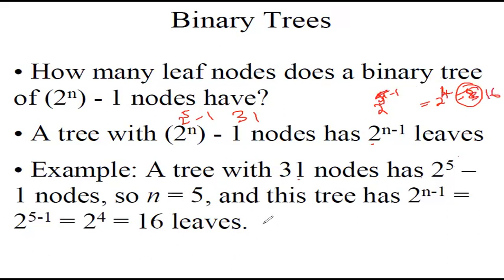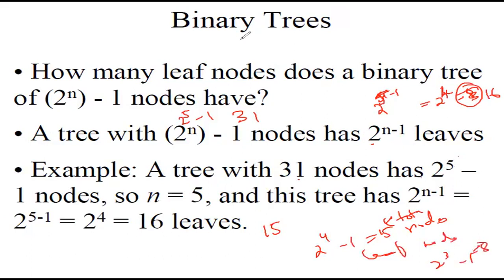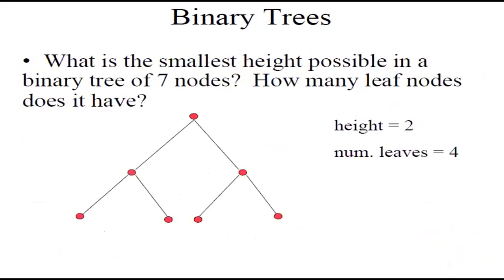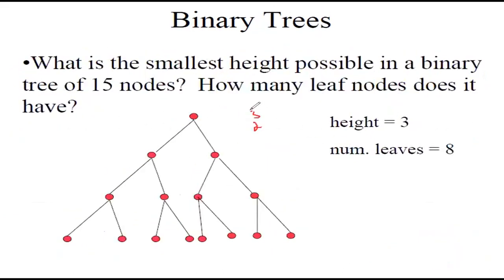If we have 15 nodes, 2 power 4 minus 1, which will be 15 total nodes. Total nodes are 15. Then how many leaf nodes? Leaf nodes will be 2 power 3, which will be 8. We have seen the example already. Let's go back again. So the example is here. So 15 nodes can be written as 2 power 4 minus 1, which is equal to 15. Then 2 power 4 minus 1 will be 2 cube, 8 leaf nodes. Okay.